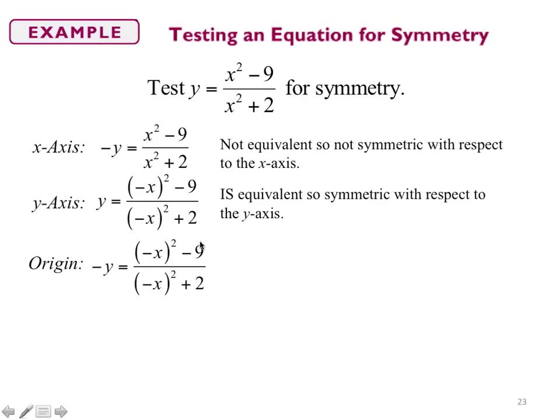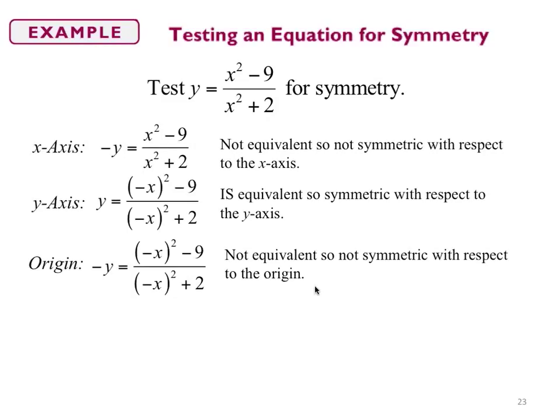And then if we wanted to test for the origin, we'd replace y with -y and x with -x. And you would notice that the right-hand side would look the same, but we'd still be left with this -y over here, so that's not going to be equivalent. So this is not symmetric with respect to the origin.